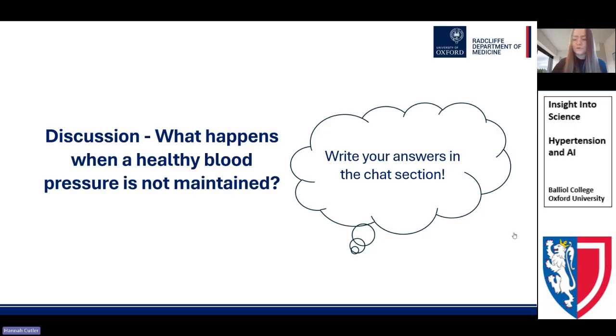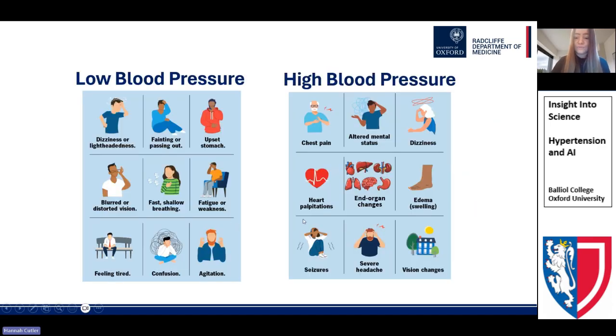What about if your blood pressure is too low? What would happen? Yeah, exactly. Fatigue, you might feel faint, dizziness, really good answers. Perfect. So what would happen if you have too low blood pressure or too high blood pressure?